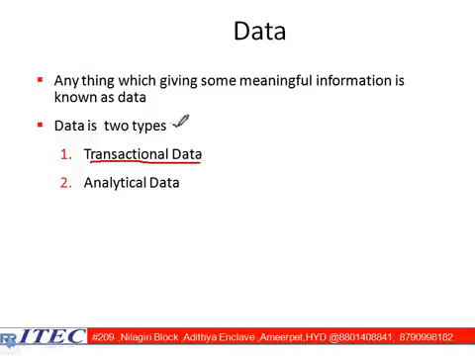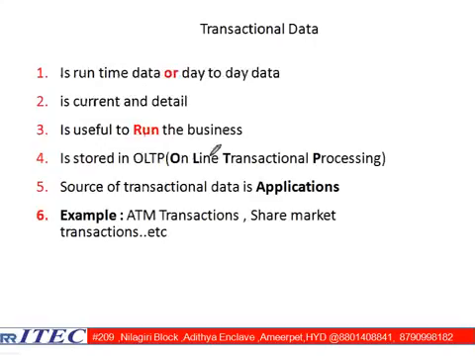Data is divided into two types. Number one is called transactional data. Let us go for more details about transactional data. The first point is runtime data. What is the meaning of runtime data? Suppose morning to evening, today is Thursday, that is the reason the bank is open, and so many transaction records we are going to get, yes or no? Some people will be coming and depositing amounts, n number of deposits, n number of transactions.